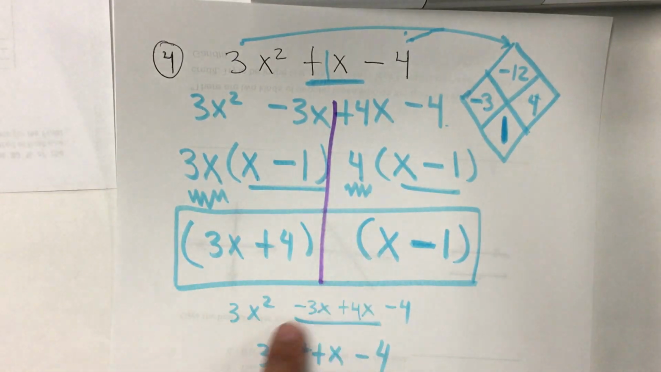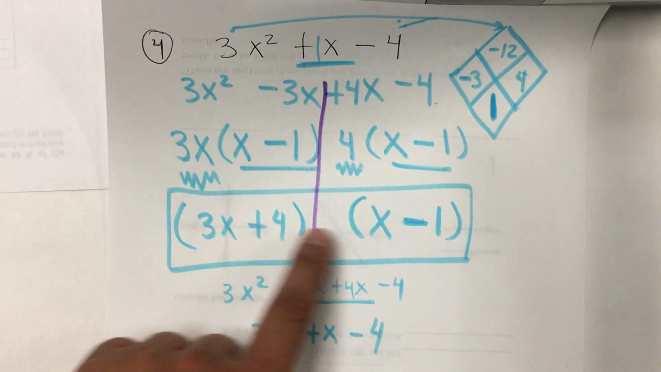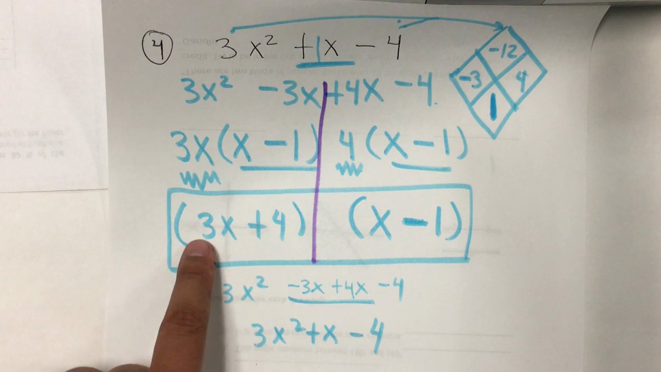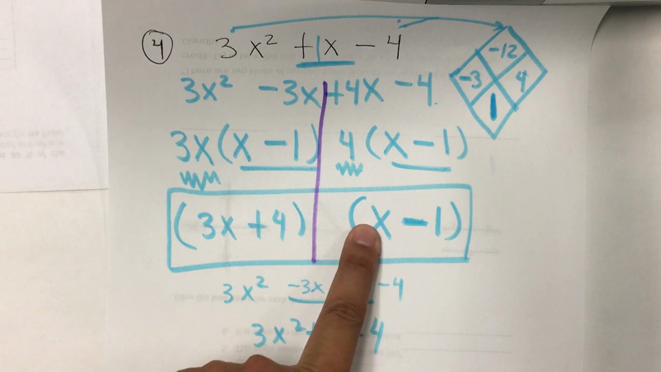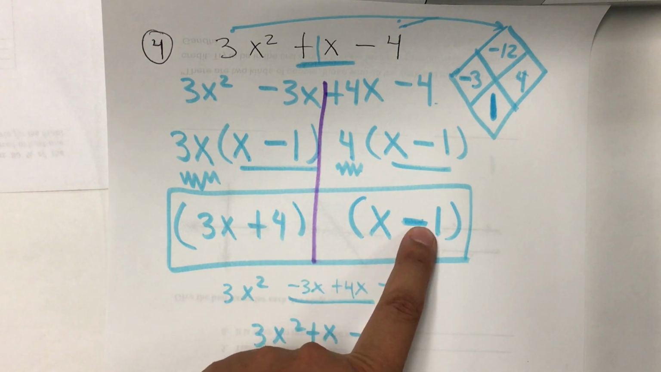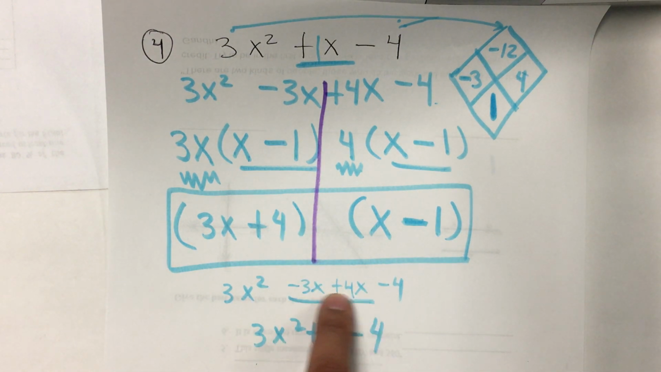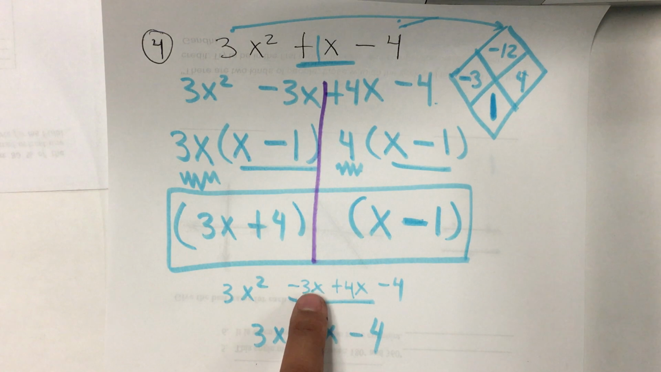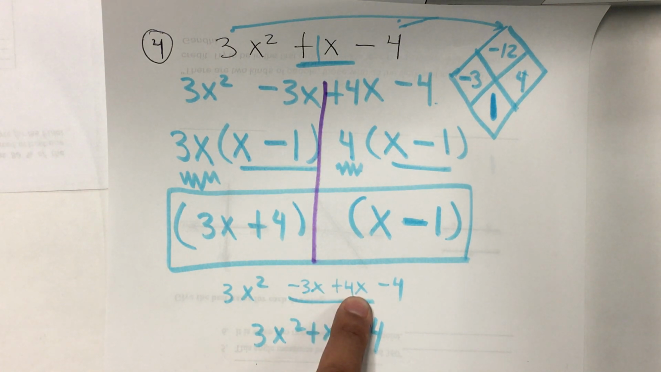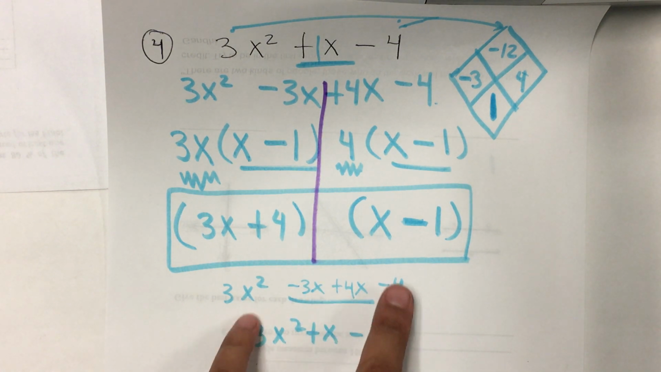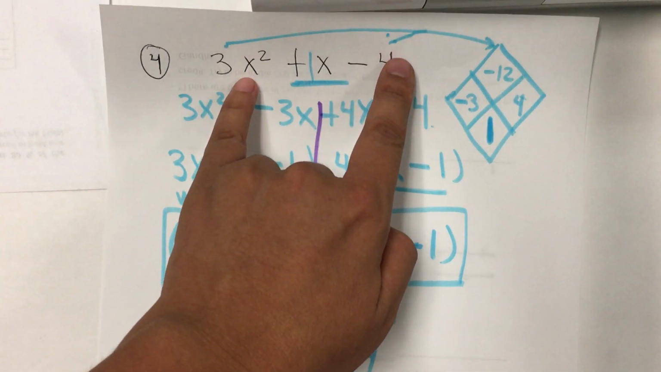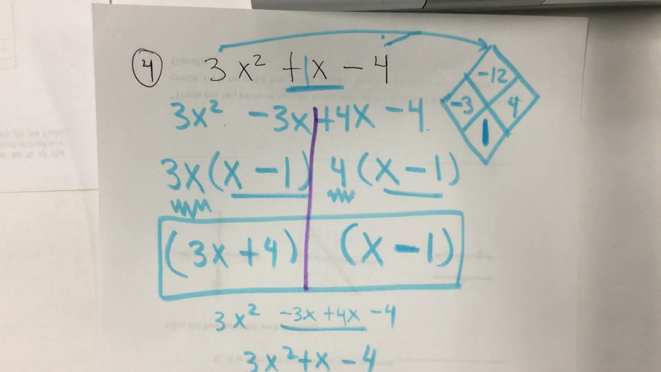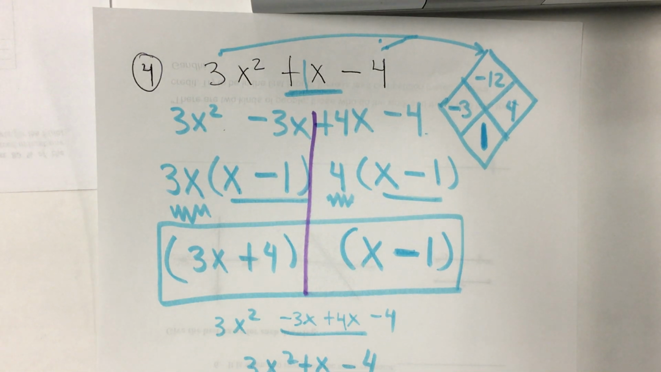I was doing the multiplication, but I wasn't showing. So 3x times x, 3x squared. 3x times negative 1, negative 3x. 4 times x, 4x. 4 times negative 1 is negative 4. Combine these like terms. And if you owe 3x and you have 4x, that equals x. And the other ones you just bring down. So you can see that this is the same as the beginning. So these are correct. So now you can do 2.7 and have fun.